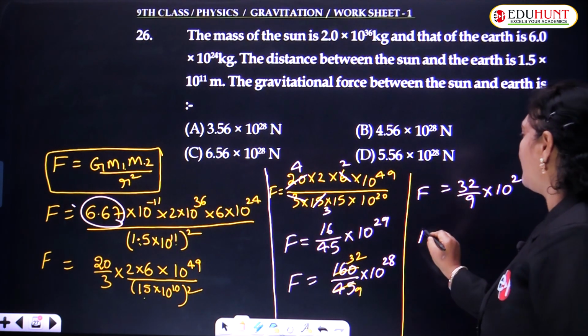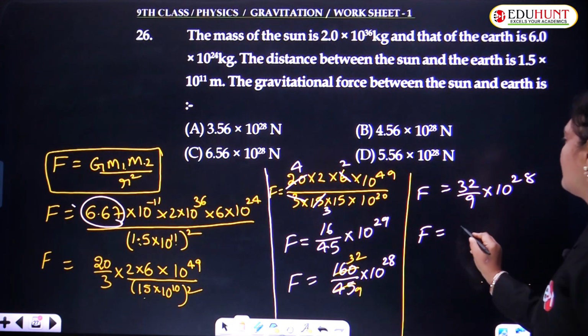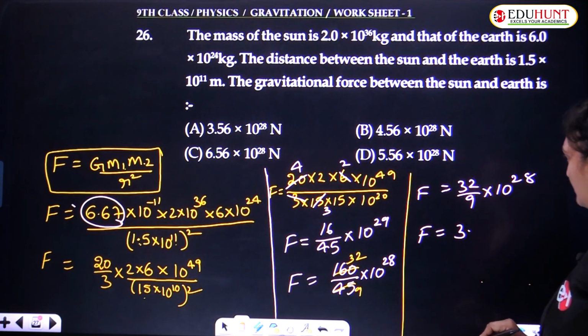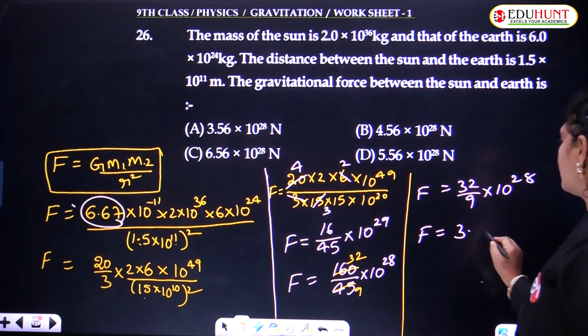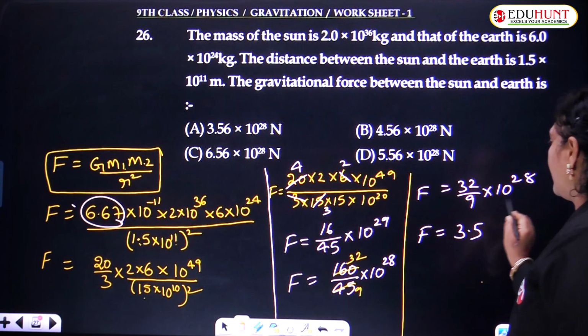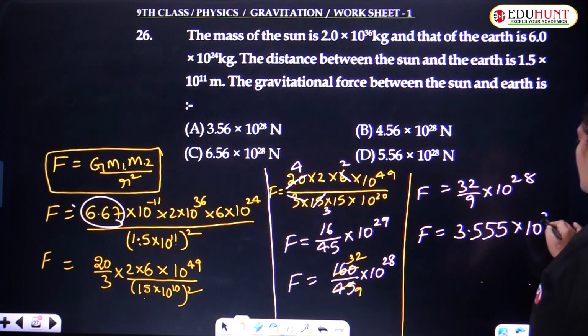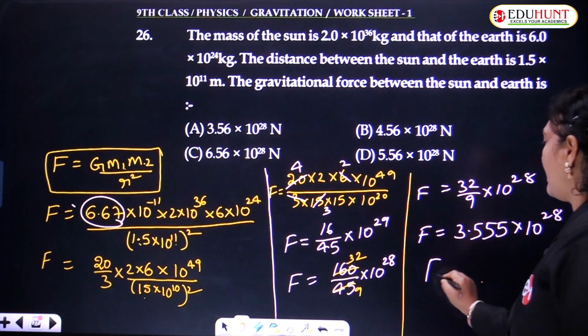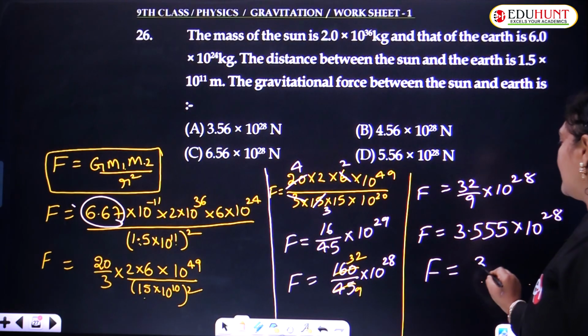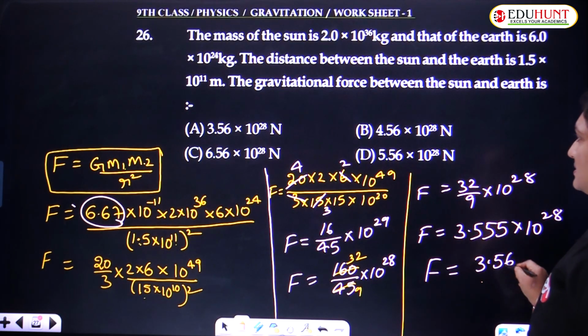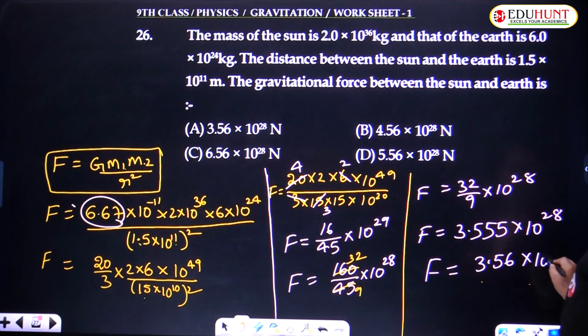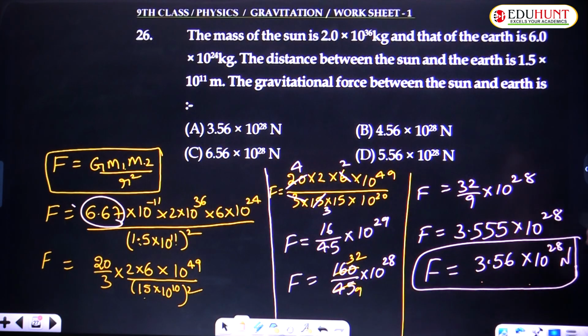In decimal form, you can write it as 9 3s are 27, 9 5s are 45, again 5 left, 3.555 something like this into 10 power 28. Or F can be approximately taken as 3.56 into 10 power 28 newtons. So this is the easiest simplification you can follow.